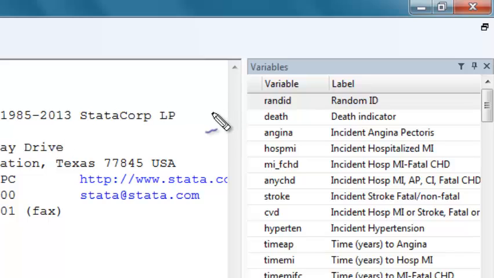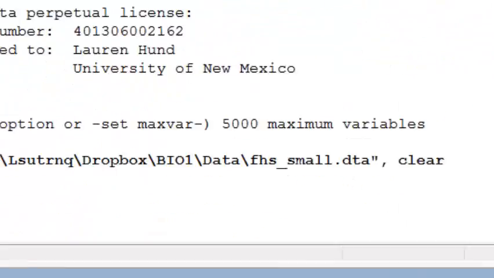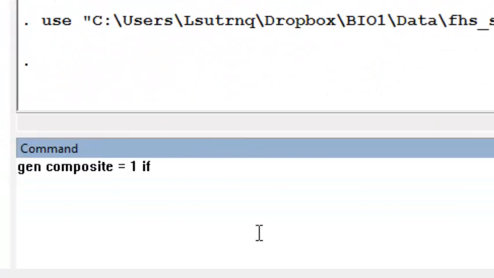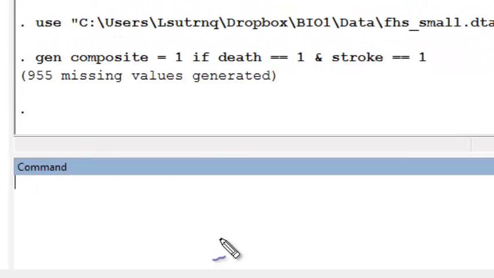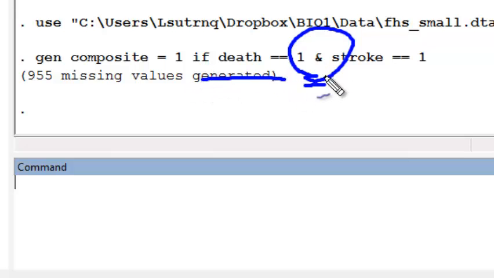The outcome is technically death by stroke. We have indicators in the data set of death and of stroke, and we need to combine these by using an AND command to make an indicator of whether a patient died due to a stroke. We're going to create our composite outcome and make it equal to 1 if the patient died, so death equals 1, and the patient had a stroke, so stroke equals 1. The important thing to note here is the use of one AND sign to create a variable that is defined as 1 if a patient both died and had a stroke.